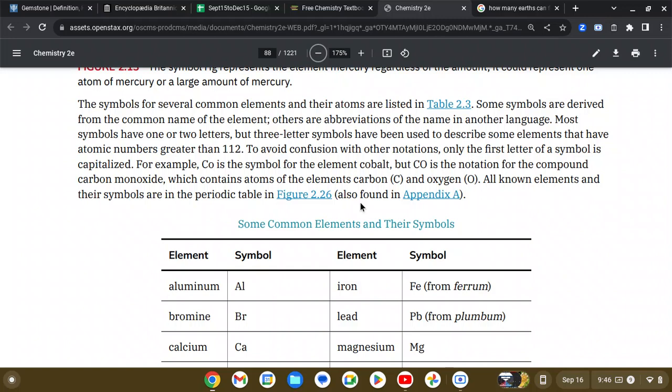For example, Co is a symbol for the element cobalt, but capital C, capital O, CO, is the notation for the compound carbon monoxide, which contains atoms of the elements carbon, C, and oxygen, O. All known elements and their symbols are in the periodic table in Figure 2.26.